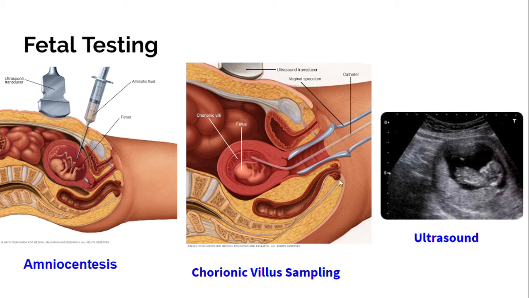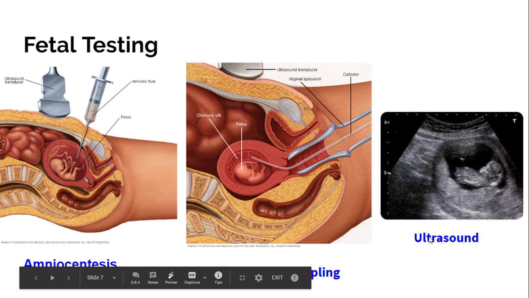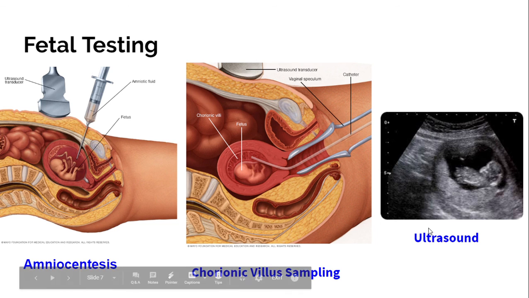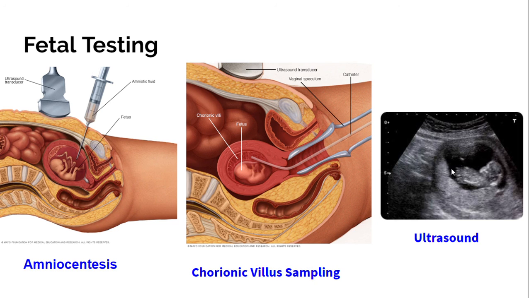The third kind of fetal testing that we'll talk about is ultrasound. This does not involve any needles or tubes, which might have sounded kind of intrusive and painful in the first two methods. Instead, it uses sound waves to create an image of the baby in order to find any disorders that appear visibly.